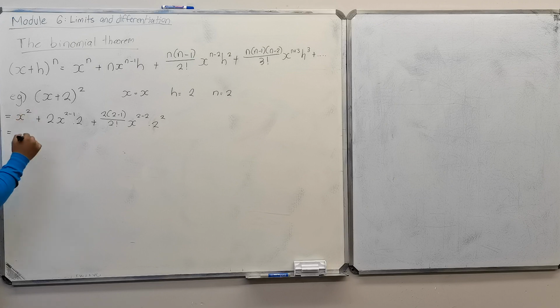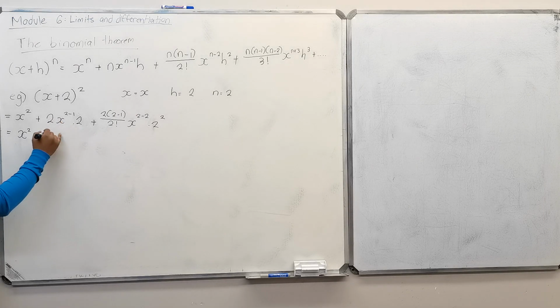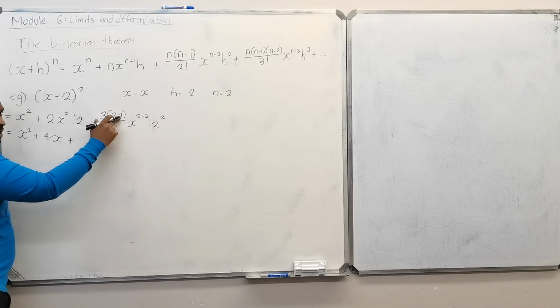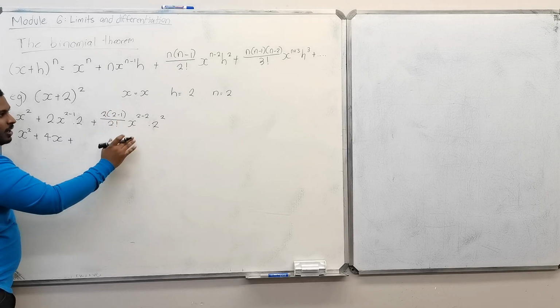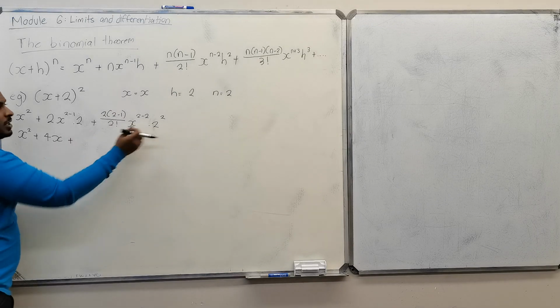So, x squared is x squared, plus 2x to the power 2 minus 1, which is 2x, and then multiplied by 2 is 4x. Understand? Here, 2 into 2 minus 1: 2 minus 1 is 1, times 2. Now 2 factorial is 2 times 1, so it's 2 over 2, which is 1. Fine. x to the power 2 minus 2 is 0. x to the power 0 is 1. So you're only left with this last term, which is 4.